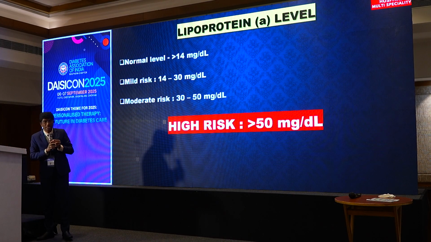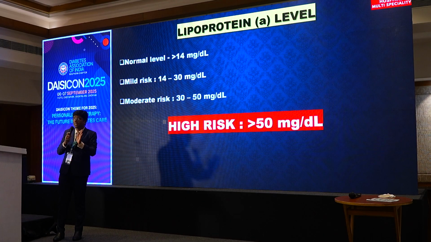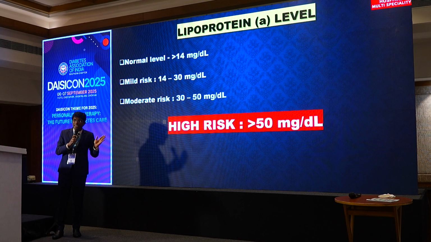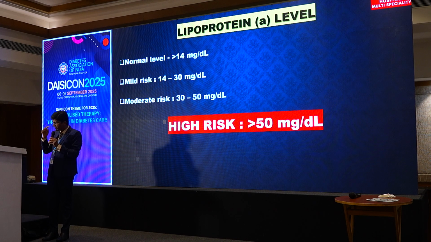So what is the normal lipoprotein A level? If anything is less than 14, then you consider that person very normal. 14 to 30, he is under mild risk. 30 to 50, definitely moderate risk. Then if somebody has more than 50, that patient should be the target for treatment.